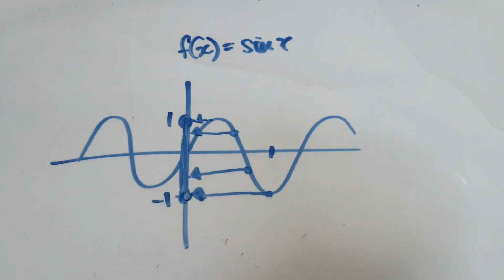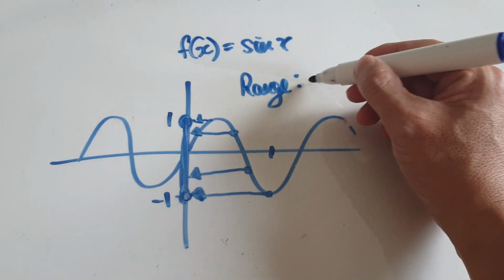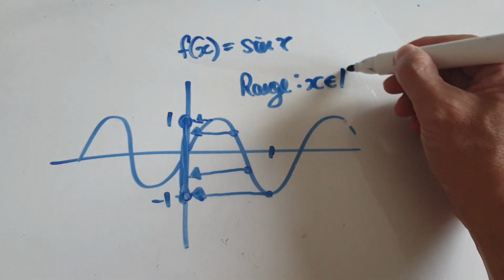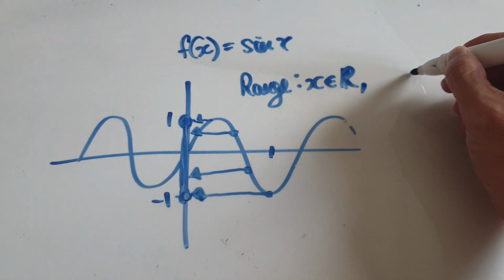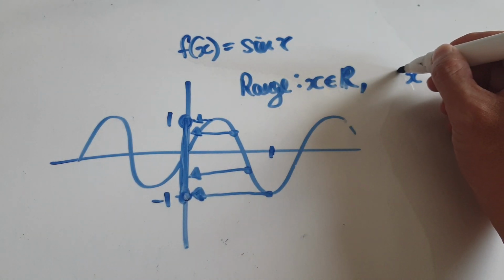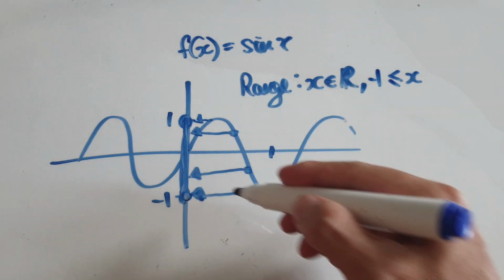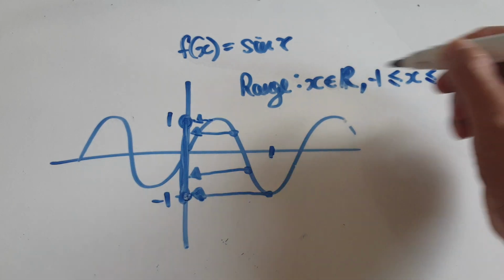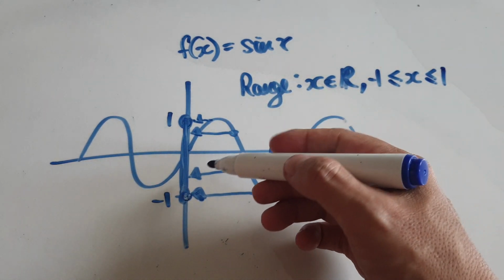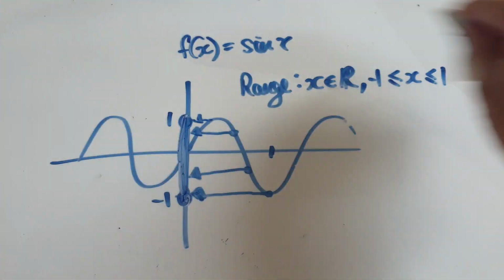So when you come to state the range: x must belong to the real number line, comma, and then you state your restriction here. So you see, x must be greater than or equal to negative 1, because it can be dead on negative 1. It must be less than or equal to 1. So this here is your range. Let me give you another example.